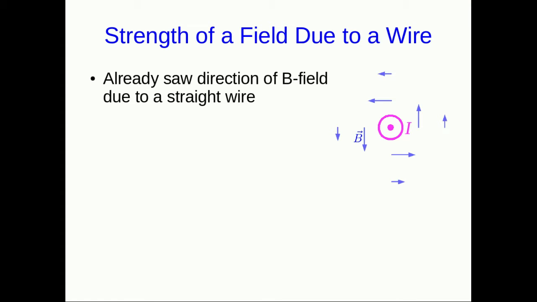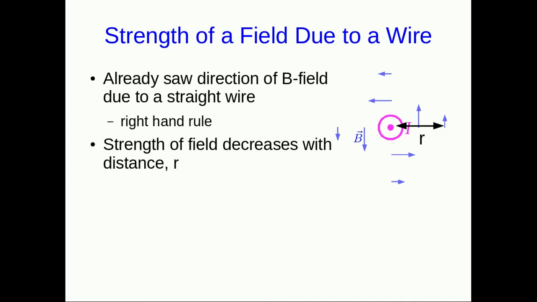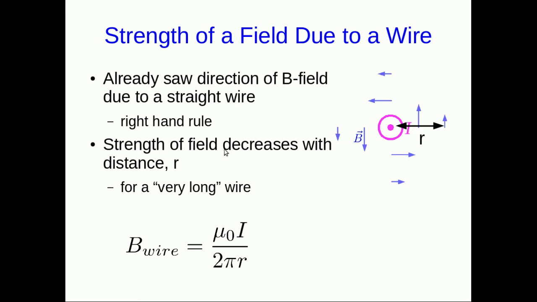So we've already seen that a straight wire produces a B field, and we've seen how to figure out its direction using the right-hand rule. The strength of the field decreases with the distance, and we're going to call that distance r. And you can see that if you hold a compass near the wire, the wire will influence the compass, but if you move the compass farther away from the wire, then the magnetic field of the Earth will take over, and you won't see any influence from the wire.